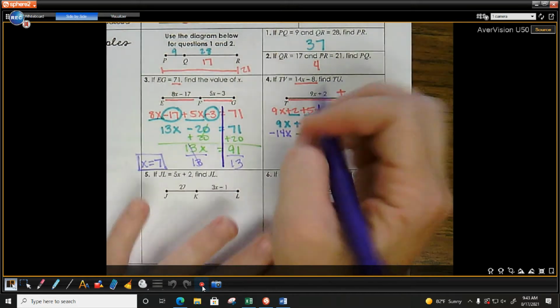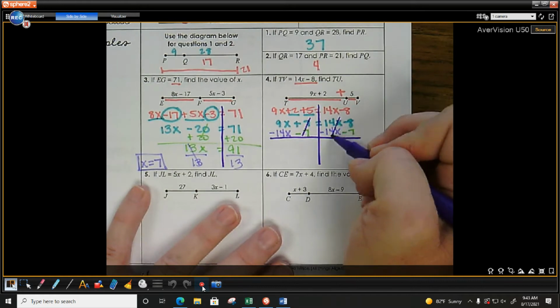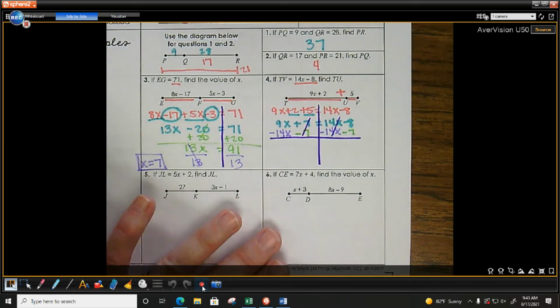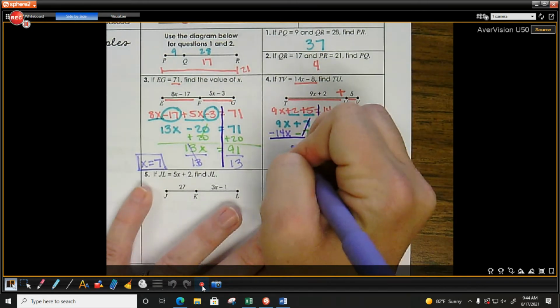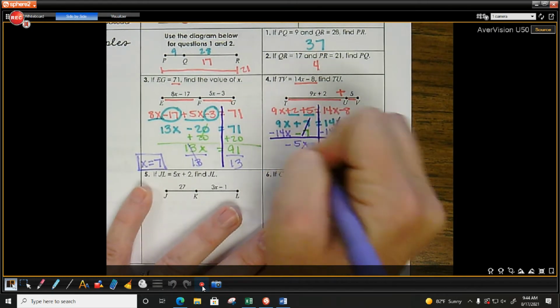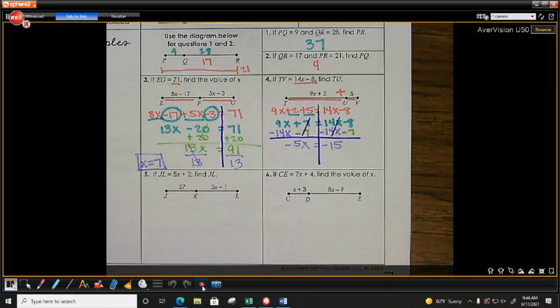So the 7 minus 7 goes away, the 14x minus 14x goes away, and I am left with, what's 9x minus 14x? Negative 5x. Negative 5x equals? Negative 15. What do I do next? Divide by negative 5.